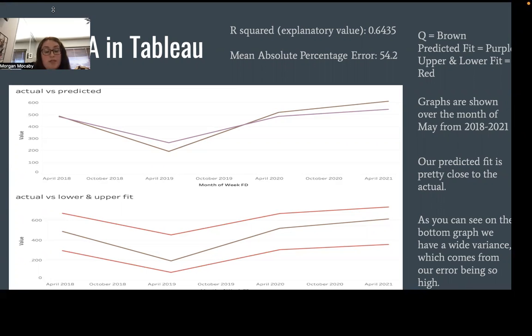upper and lower fit. So as you can see from the bottom graph, we have the wide variance, which has come from our error being so high, at 54.2. And then our R squared for it is 0.6435, which is an okay prediction. It doesn't fit it super great, but it's the best that we were able to get.